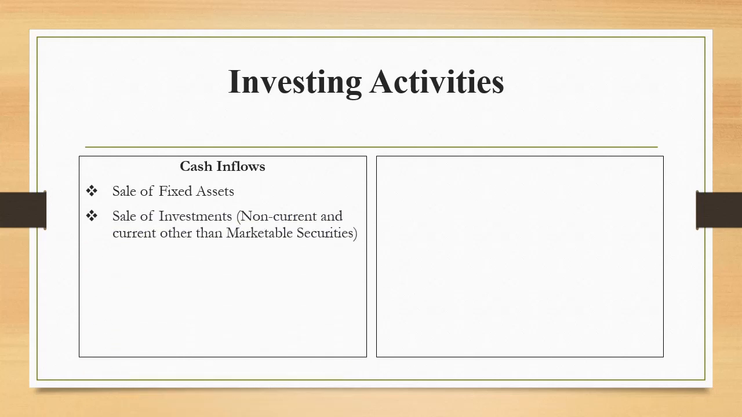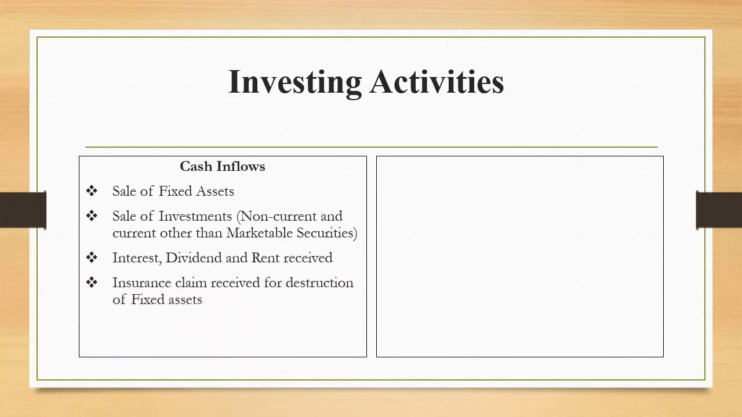Sale of investments, non-current and current also, but other than marketable securities. Interest, dividend and rent received. As I told you, because of the investments made by us, it is obvious that we are going to get some return, and that return may be in the form of interest, dividend or rent. So this is also the receipt for us. So inflow under investing activity.